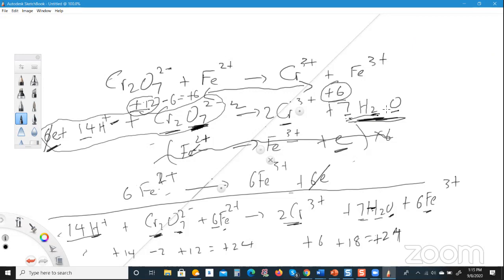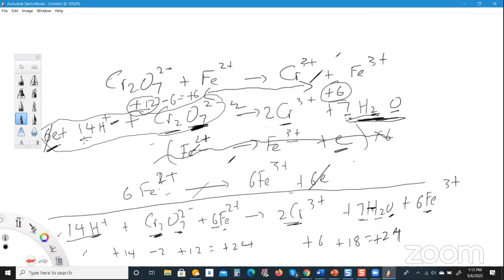Right. So that's where hydrogens were introduced, on the right side to balance with the 7 oxygens on the left side. And then we have to balance the hydrogens. Since we have 14 hydrogens here, 7 times 2, 14, that means that we have to balance the hydrogens.